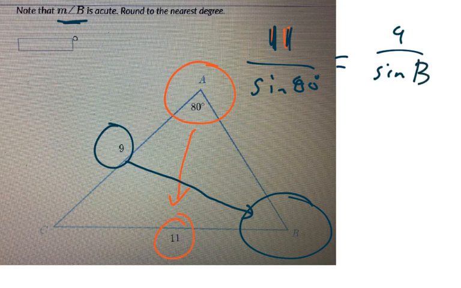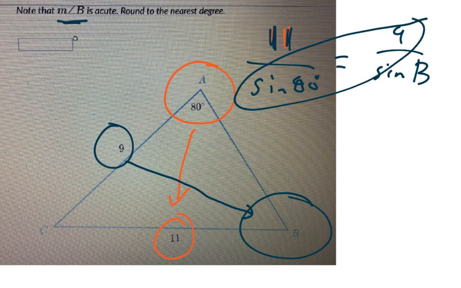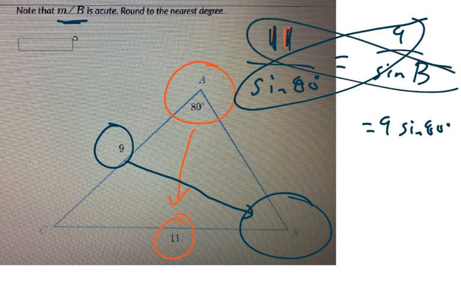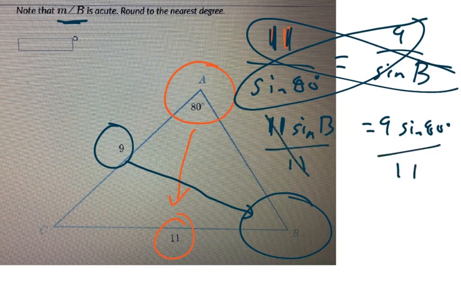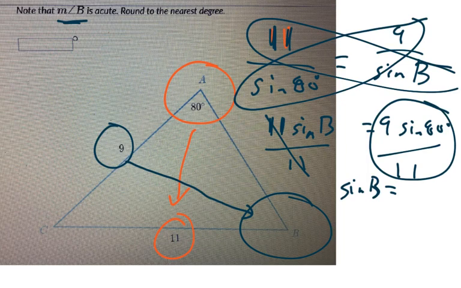So, I'm going to cross multiply here. 9 times the sine of 80 degrees. That's going to equal 11 times the sine of B. Then I'm going to divide by 11 on both sides. And that tells me what the sine of big B is going to be. It's going to be whatever that is. So let's go to our calculator.